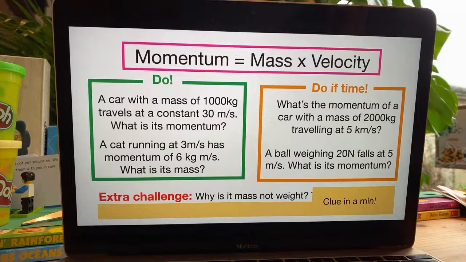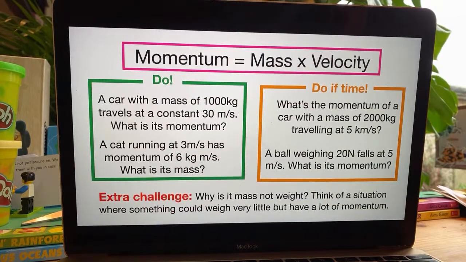How are you getting on? I'll give you 30 more seconds. So your clue for the extra challenge is, can you think of a situation where something could weigh very little but have a lot of momentum?